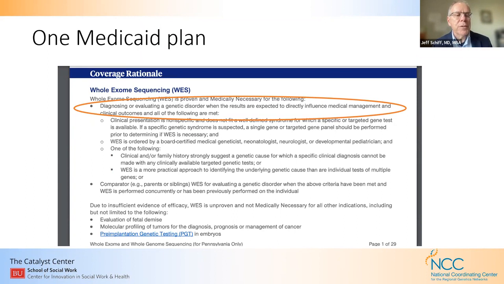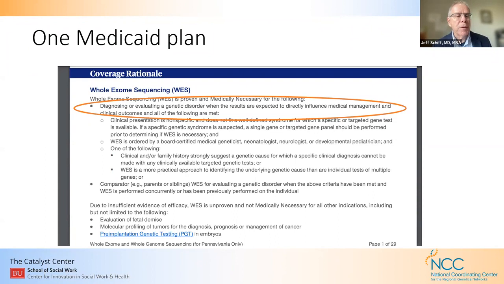This is what they say. This is whole exome sequencing. Sometimes whole exome sequencing and whole genome sequencing are confused or put together in some of these policies. But it covers diagnosing or evaluating a genetic disorder when the results are expected to directly influence medical management and clinical outcomes, and the following criteria are met. This is a criteria which I think Julie and Aaron talked very specifically about how to address.